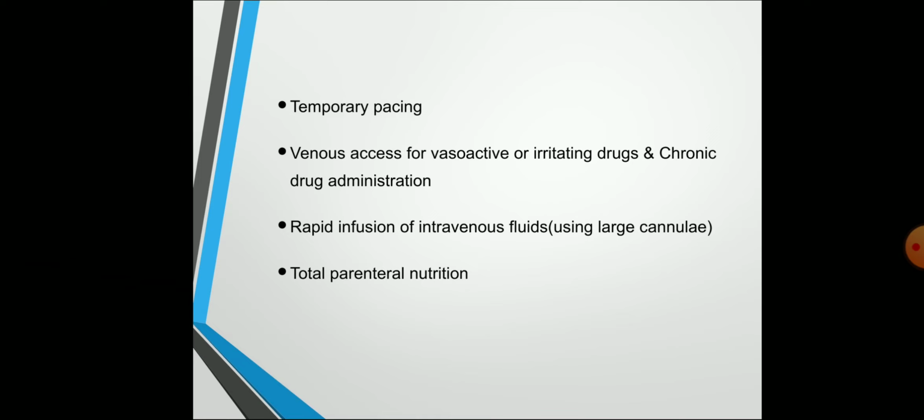The next is rapid infusion of intravenous fluids using a large cannula. Especially when you have to give large volumes, you will require a large cannula. The next thing is total parenteral nutrition. Here, for patients who need TPN, especially chronic ICU patients, you might insert a central venous access catheter.